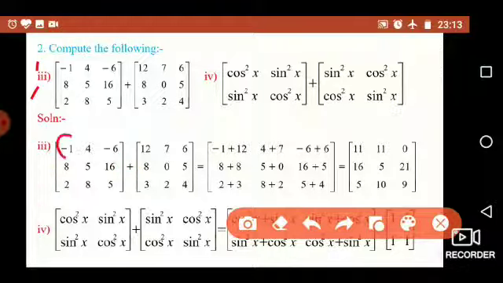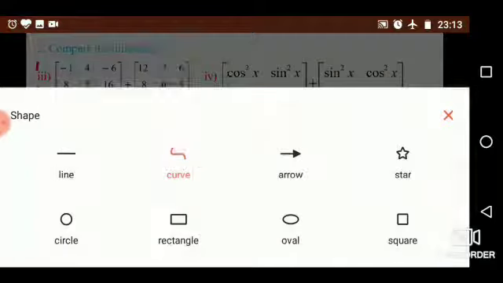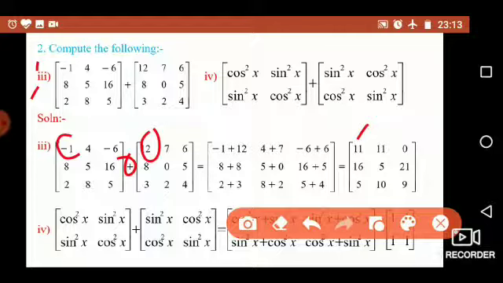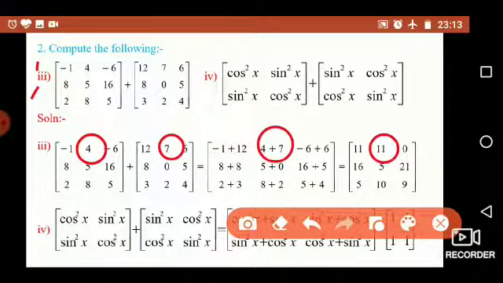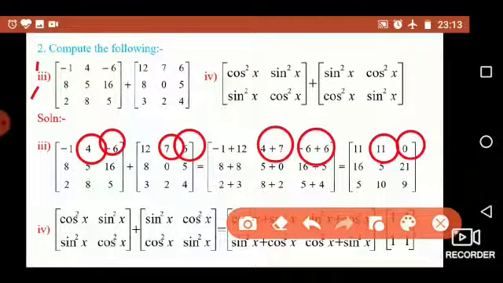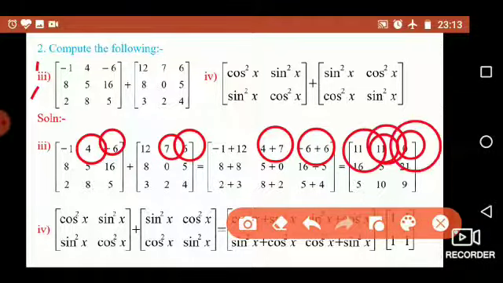Therefore, minus 1 plus 12 gives 11. Similarly, we can add the corresponding elements of the matrix. Therefore, here 4 plus 7 is equal to 11. Minus 6 plus 6 gives 0. Therefore, the first row elements are 11, 11 and 0.